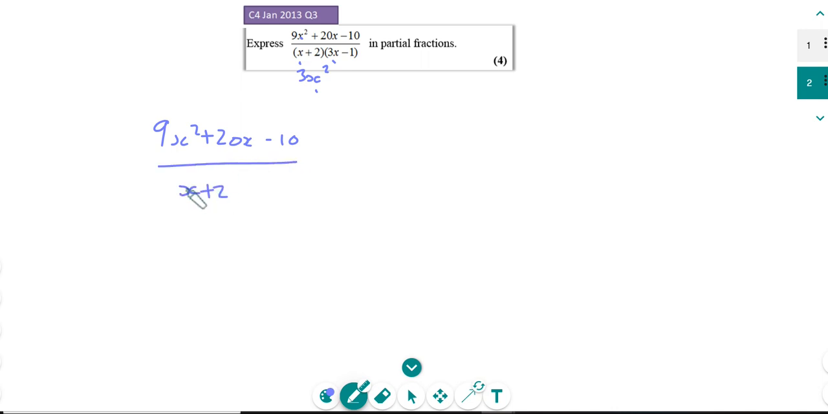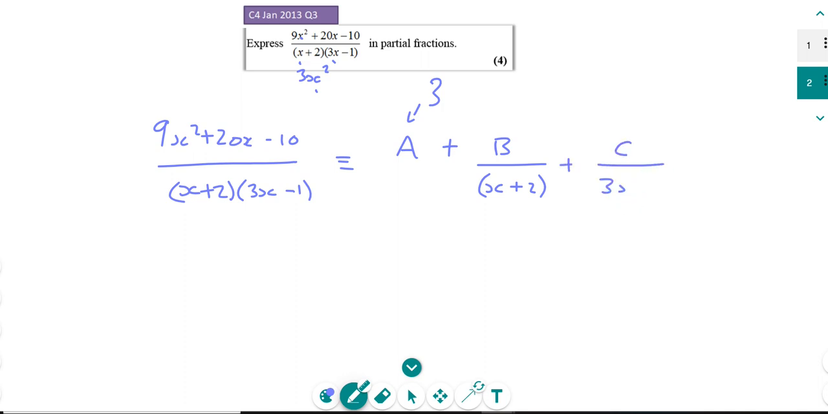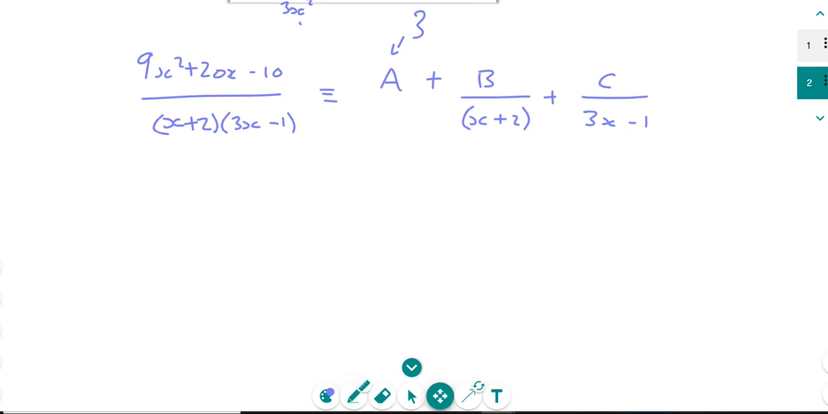Okay, so I'm going to say that 9x squared plus 20x minus 10 over, let's keep it in this form this time, is equal to some number that is not a remainder, and we know already this is going to be 3, isn't it? Plus b over x plus 2, plus c over 3x minus 1. And we're going to just solve this all in one big go as one large identity.